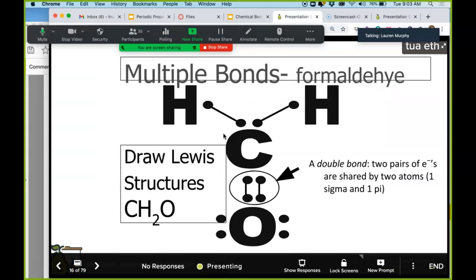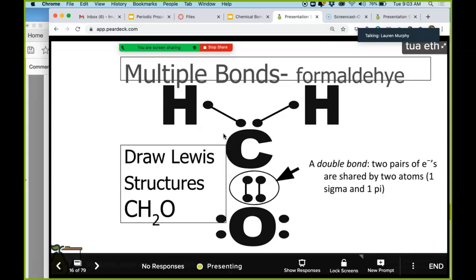So again, I've drawn it right here. I don't need you to know this part right here. This bond is actually called a sigma and a pi bond, but we're just going to call it a double bond. So again, there's 4 electrons total involved in a double bond.